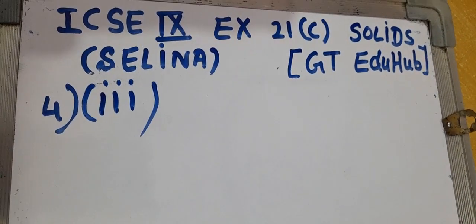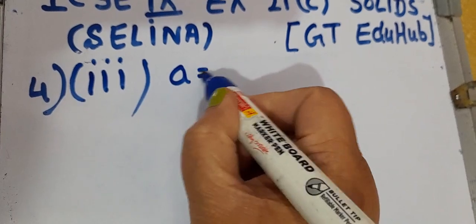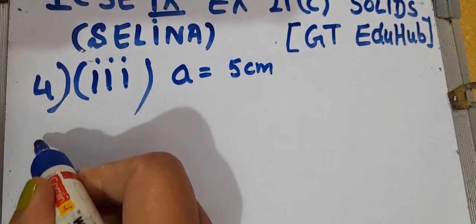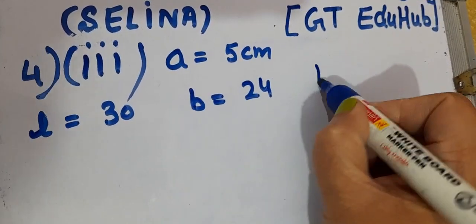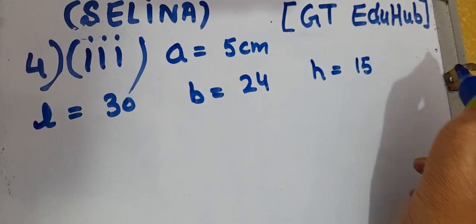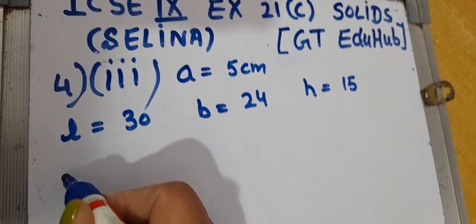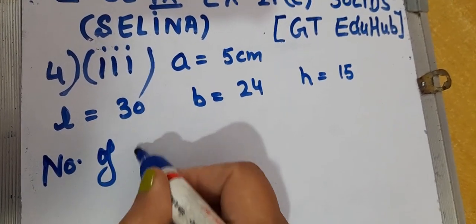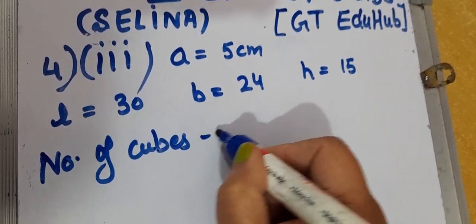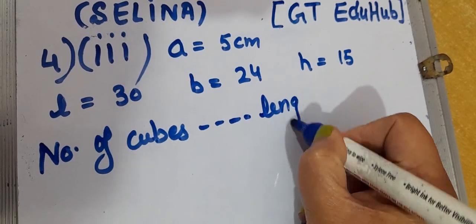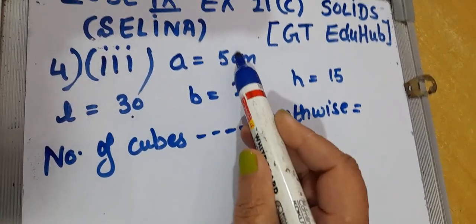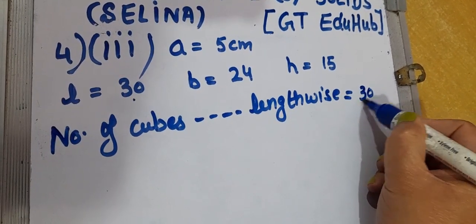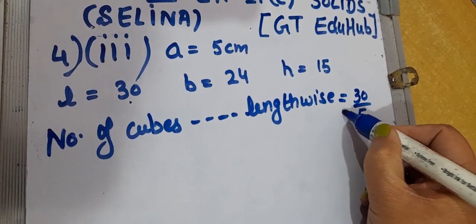Question number 4, third part. A is given 5 centimeter. Length is 30. Breadth is 24 and height is 15. Same process will be repeated again. Number of cubes that can be placed lengthwise equals 30 upon 5. Length upon edge of each cube.